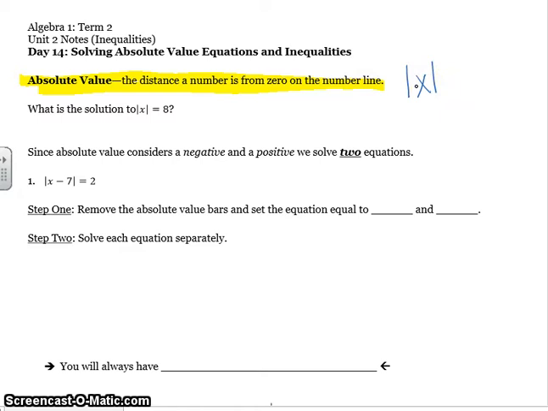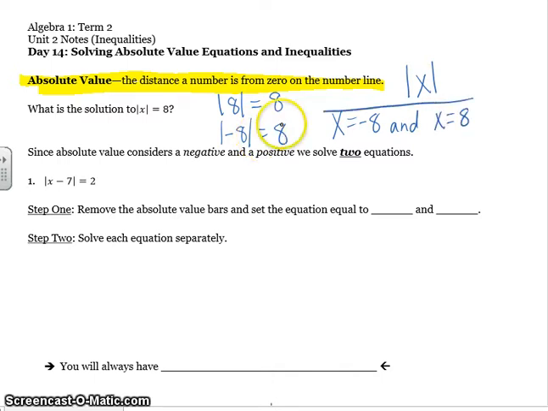Now we have two answers here. The absolute value of 8, the distance of 8 from 0 on the number line, is 8. But then also the absolute value of negative 8 is also 8. So we have two solutions here. x could equal negative 8 and x could equal positive 8. So we have two solutions when we took a look at absolute value equations in pre-algebra.